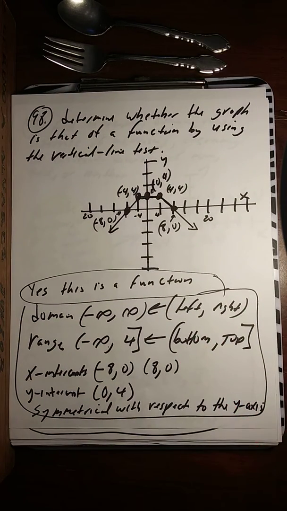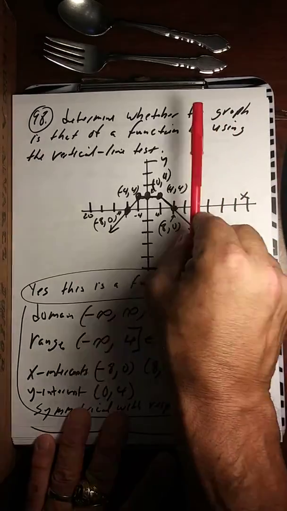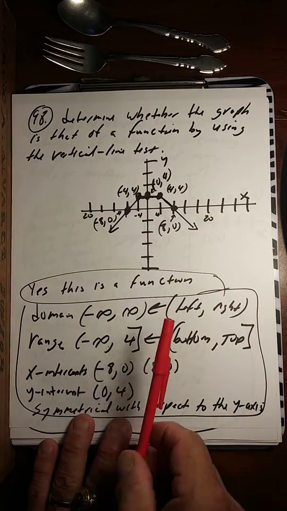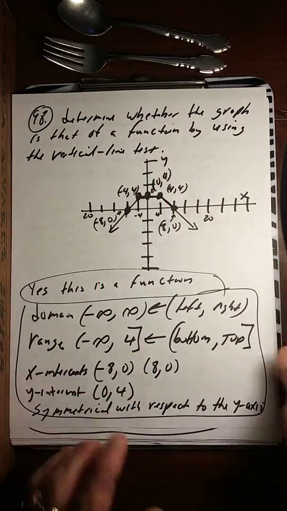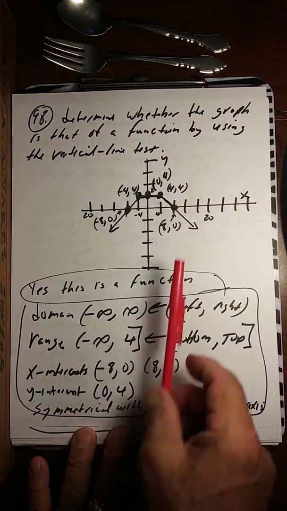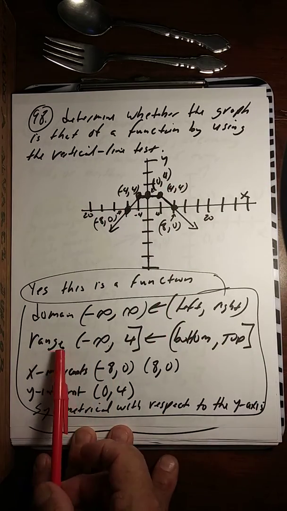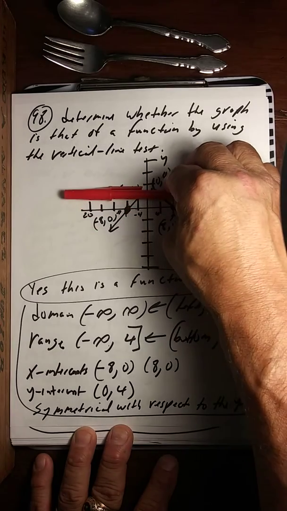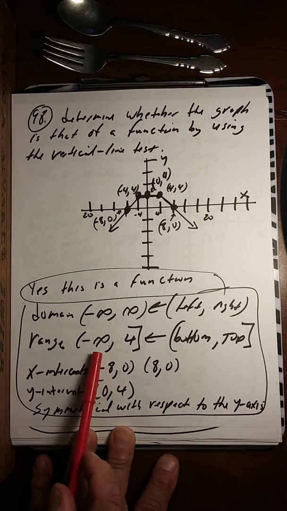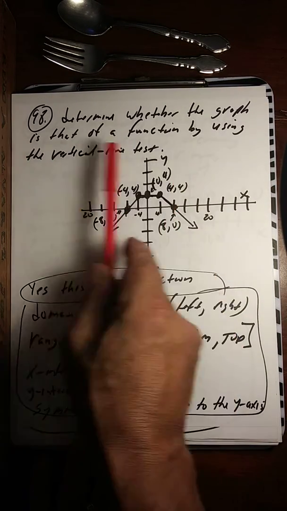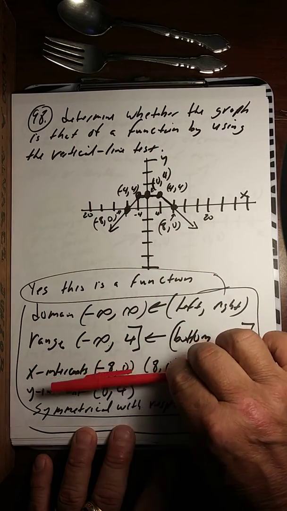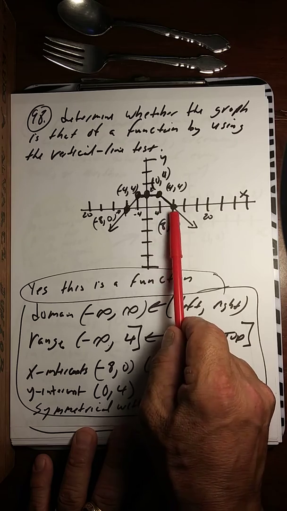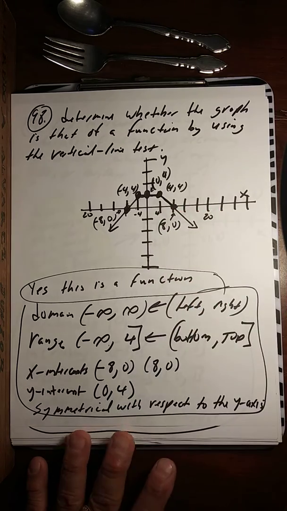Determine whether the graph is that of a function by using the vertical line test. So vertical lines all the way across, it only hits one point each time. Yes, it's a function. Domain, how far to the left and right does it go? Well, it's just negative infinity to infinity, it doesn't stop. Range, from the bottom, from negative infinity, goes all the way up to 4. So domain, negative infinity to infinity. Range goes from negative infinity right there to 4. And these are increments of 4: 4, 8, 12, 16, 20, and so on.